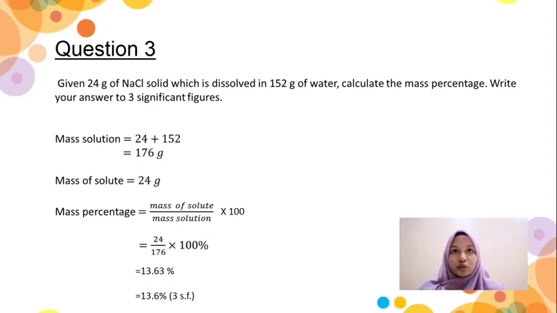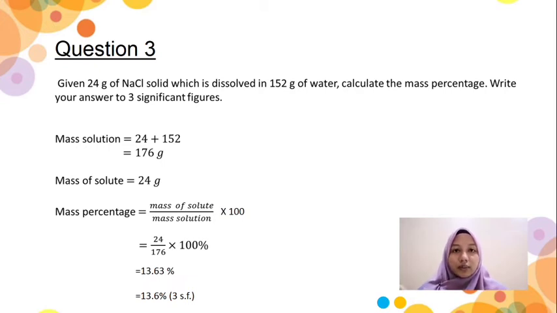Okay, now let's move to the next question. Given 24 gram of NaCl solid, which is dissolved in 152 gram of water, calculate the mass percentage. Write your answer to 3 significant figures. So we solve the problem first. We find the mass of solution equals 24 plus 152 equals 176 gram, and then the mass of solute is already given, which is 24 gram.